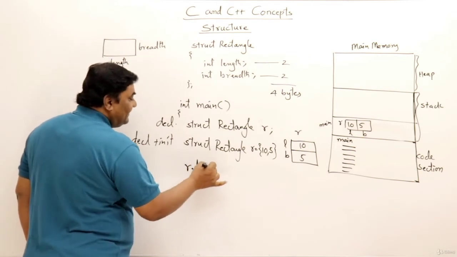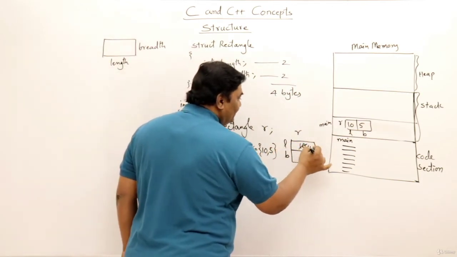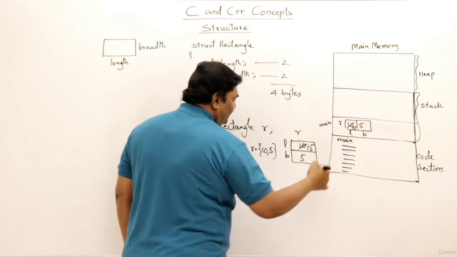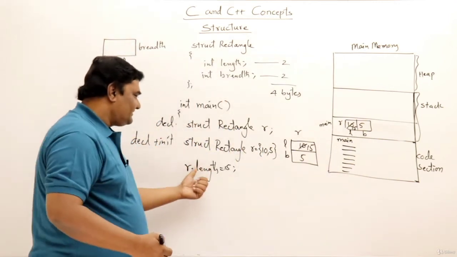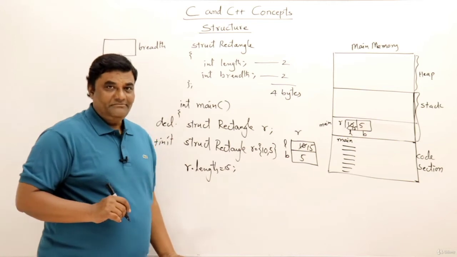So this is r.length, assign 15. So this value will be changed to 15, right? So it is changed to 15 in the memory. So this is how we can access. So what is the operator used for accessing a member? Dot operator is used for accessing a member.